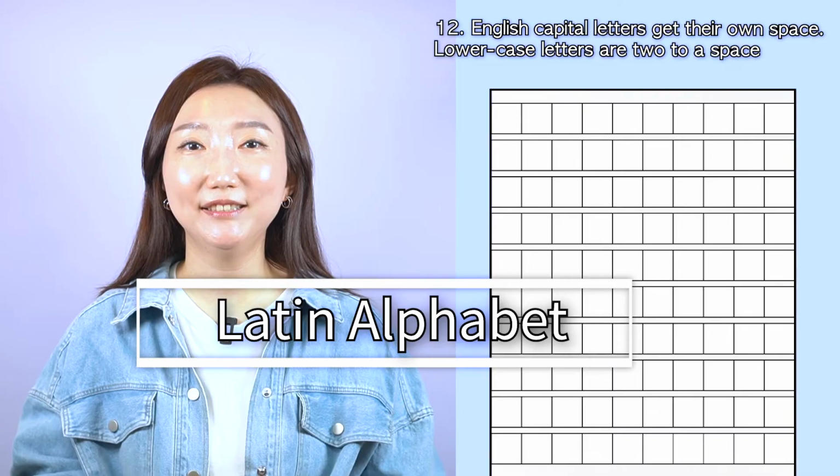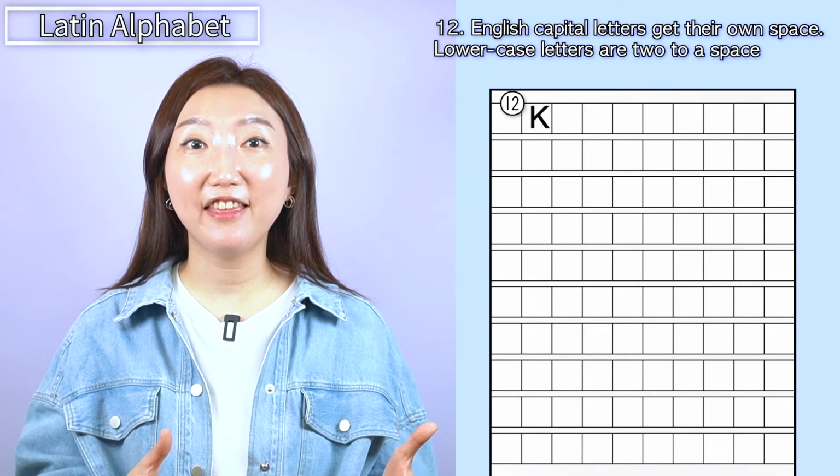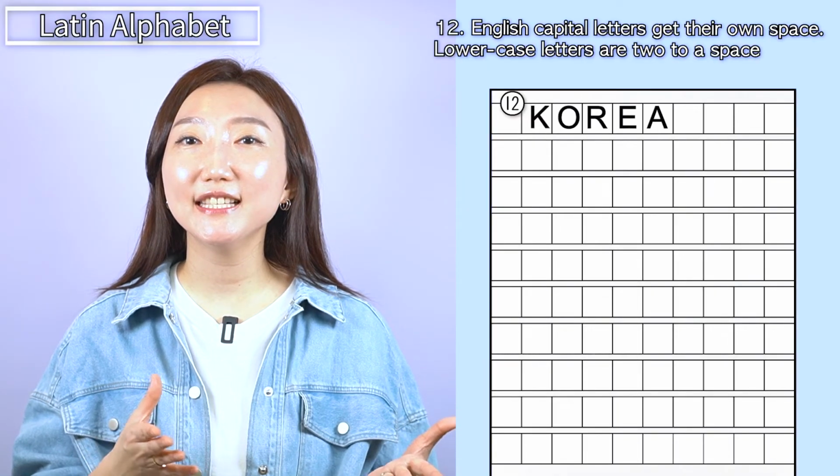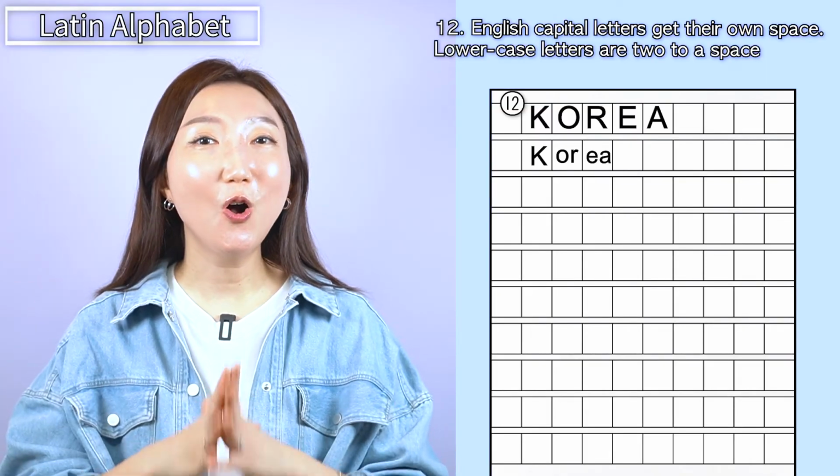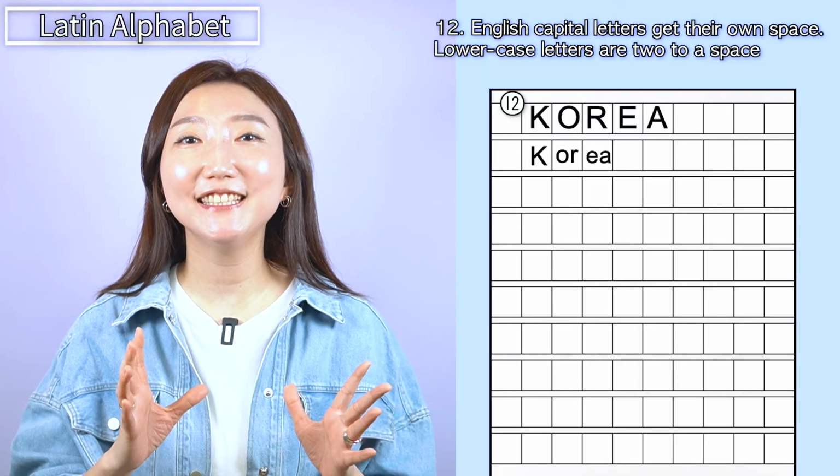Latin alphabet. English capital letters get their own box. Lowercase letters are 2 to a box. That's it. You are almost ready for the TOPIK writing test.